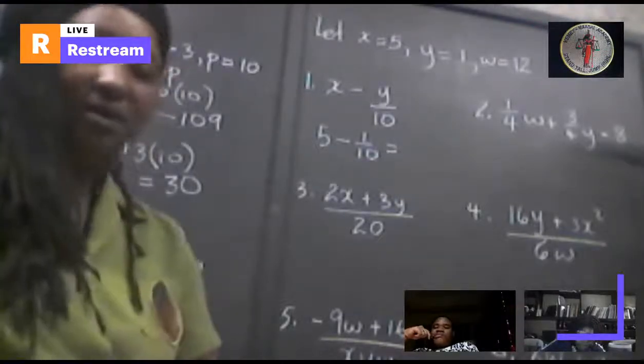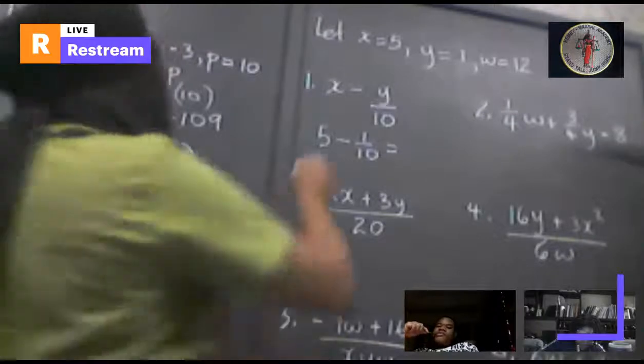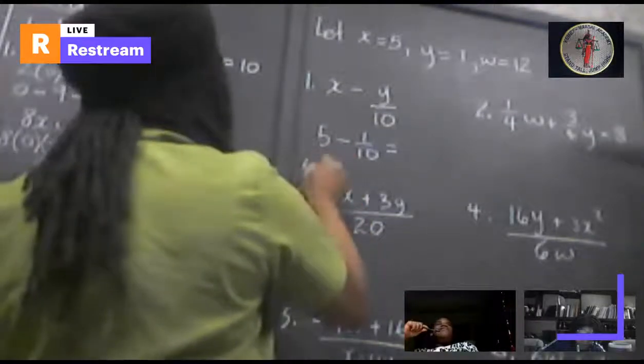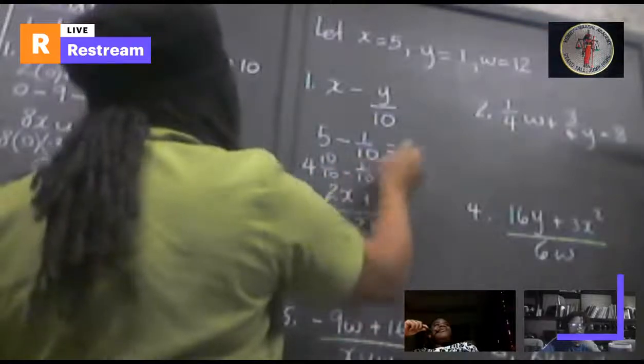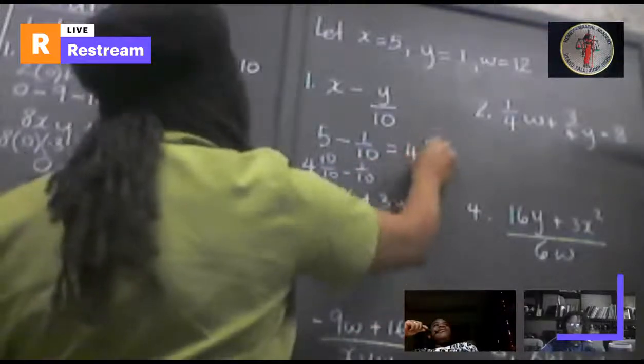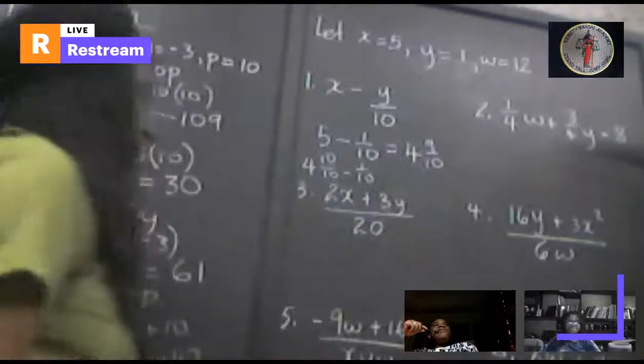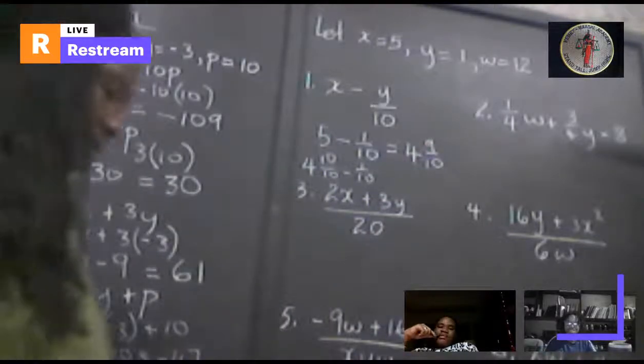4 and 9 over 10. So we take 1 from the 5, and 9 over 10. Oh, sorry, 4 and... Yes, 4 and 9 over 10. Okay, I got that. I was so confused. I thought you said you got 4 and 10 over 10.